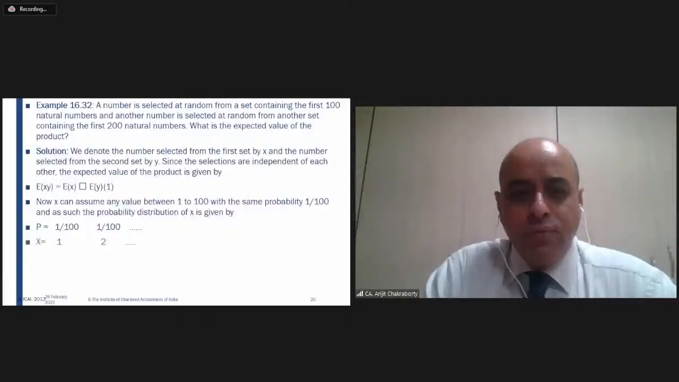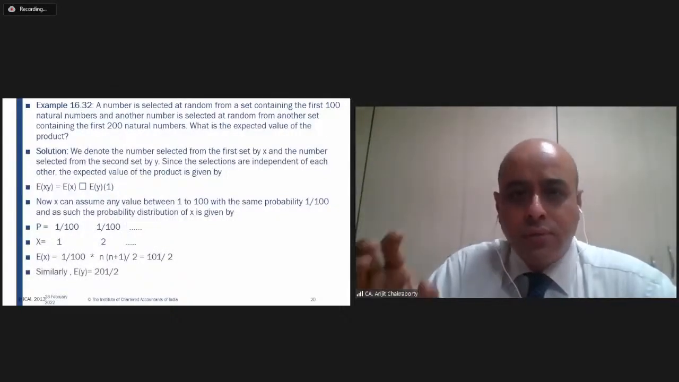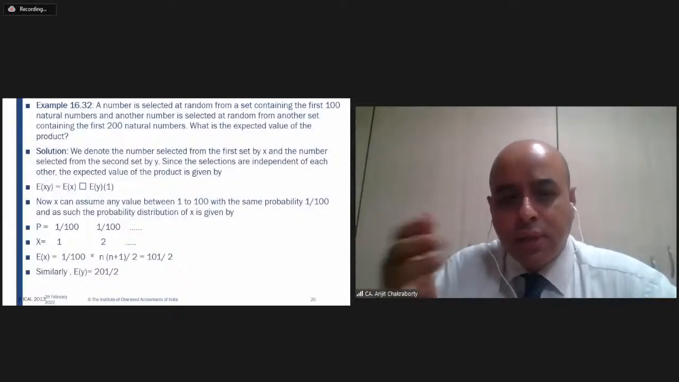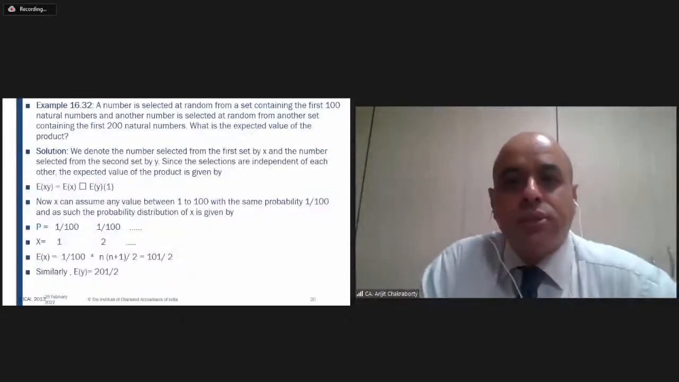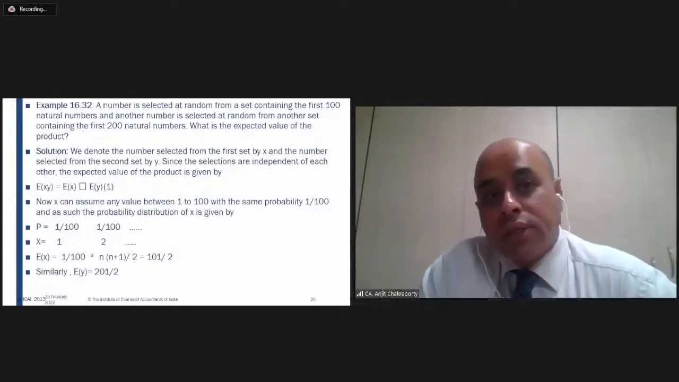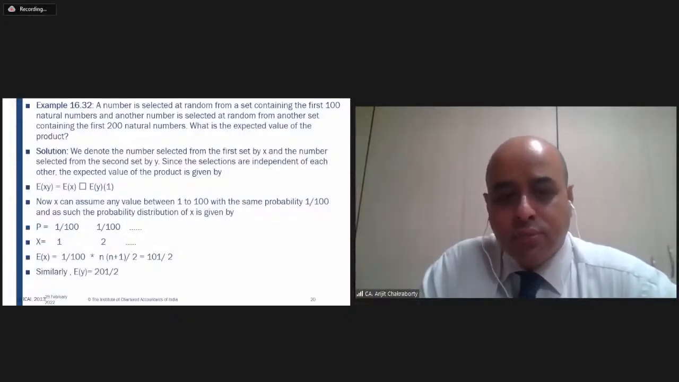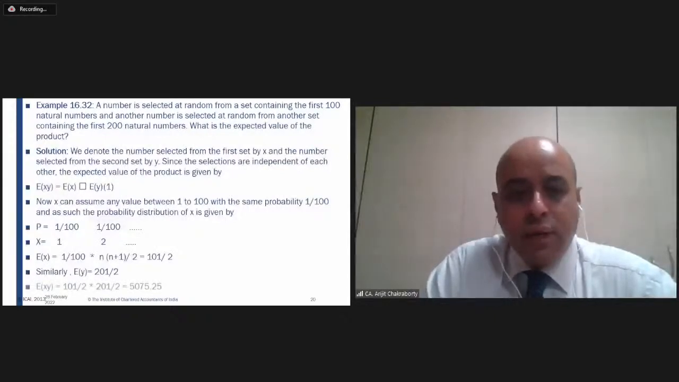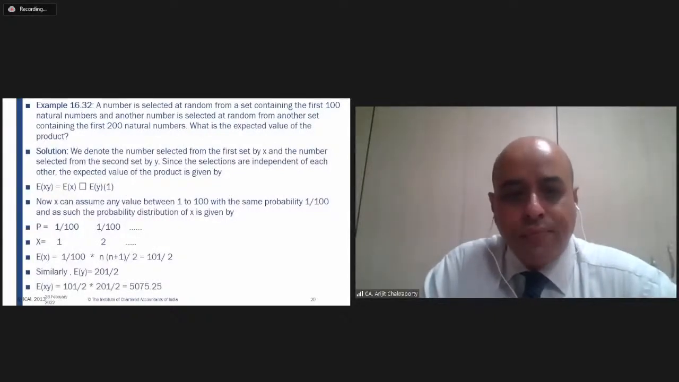Okay. So when we are selecting, for example, this first 100 natural numbers, we have to find out the probability, and then again when we are finding the first 200, another number is selected at random from another set containing the first 200 natural numbers. So here again, if you look at the way in which we can select, the values will be like this. So the probability of selecting one number from the first 100 natural numbers is 1 by 100.